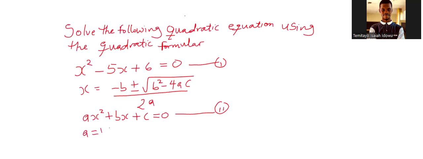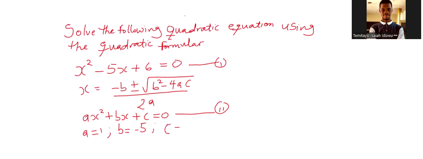Then comparing the ones that have x. So we have 5x in equation 1 and bx in equation 2. This simply means that our b equals to minus 5. B equals to minus 5. And then, comparing the c to the equation 1, we have that our c equals to 6.